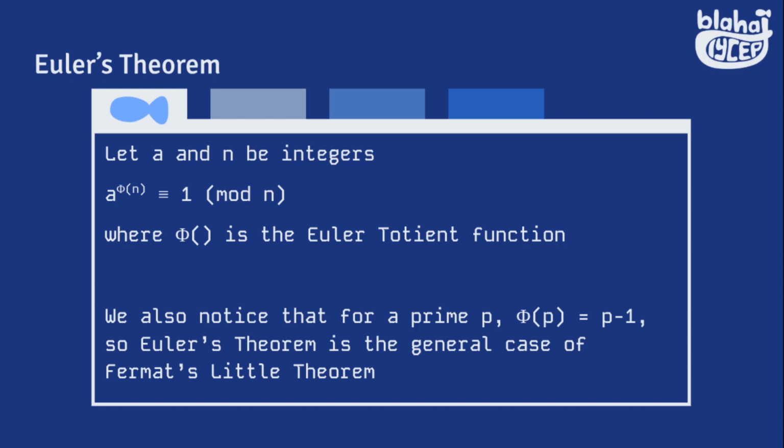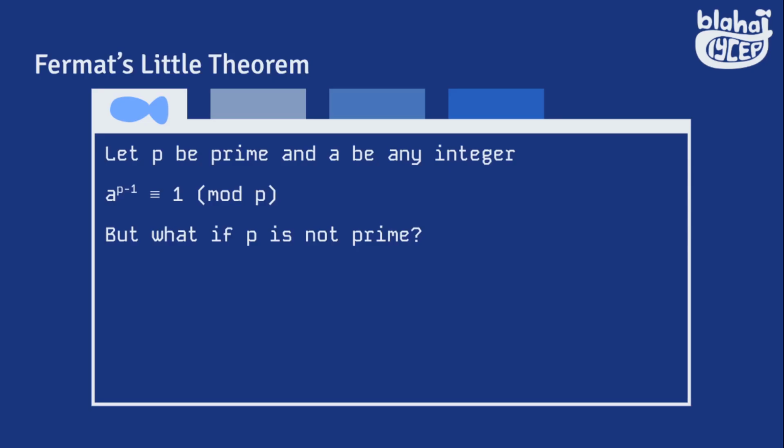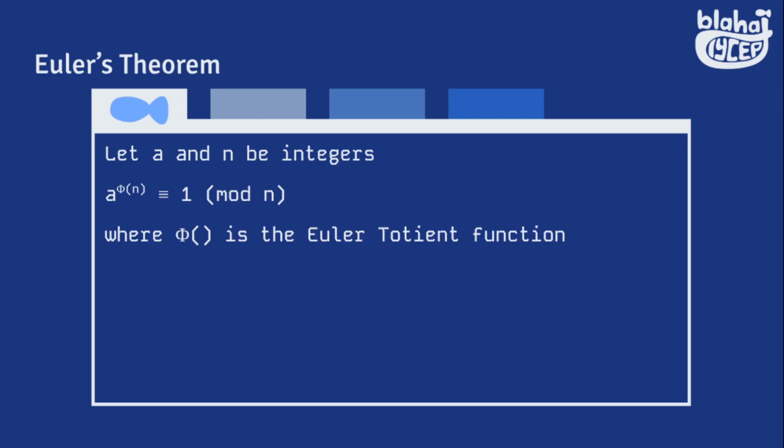So other than that, for Euler's theorem, we realize that phi of p for some prime, let's say phi of 7, is just 7 minus 1. And if we go back to Fermat's little theorem, we see that a to the power of p minus 1 is congruent to 1. And so we see that Euler's theorem is really just a general case of Fermat's little theorem, where n is not prime. And if n is prime, they are the same theorem. So moving on.